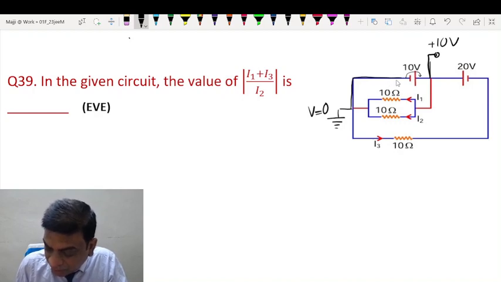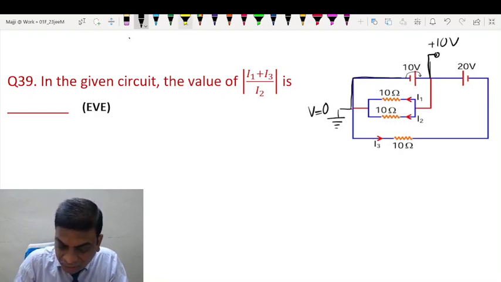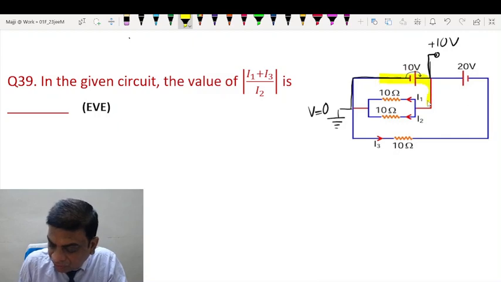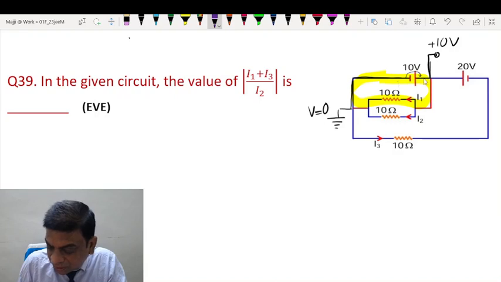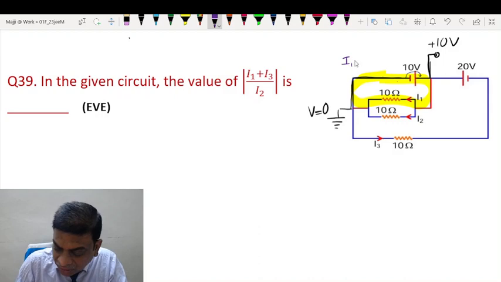Okay. So if you apply KVL straight away to this loop, you will find that from here to here plus 10 and minus I1 times 10 is equal to 0. So I1 will be equal to 1. Similarly, if you apply KVL to this loop, again you will get I2 as 1, because plus 10 and minus I2 times 10 is 0. So I2 is also equal to 1 ampere.